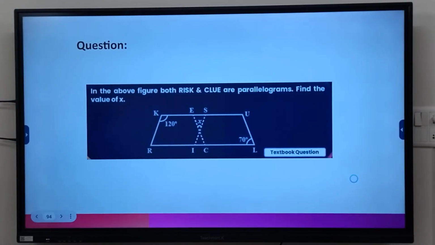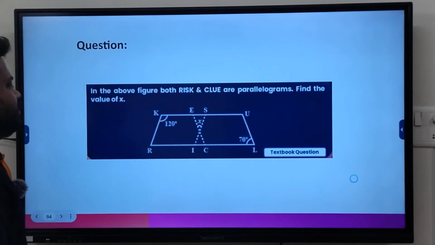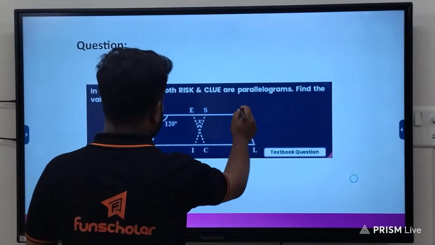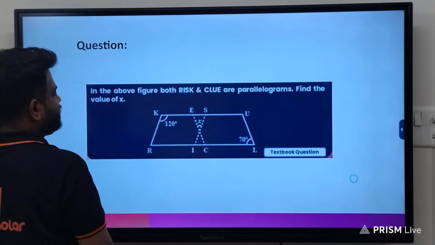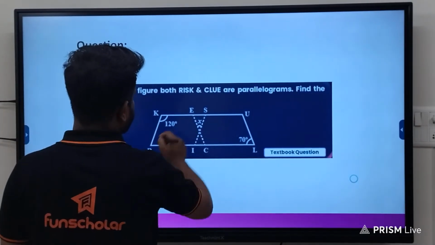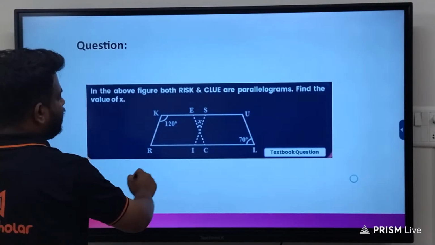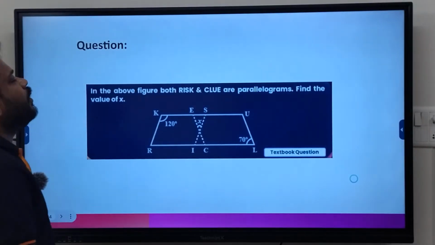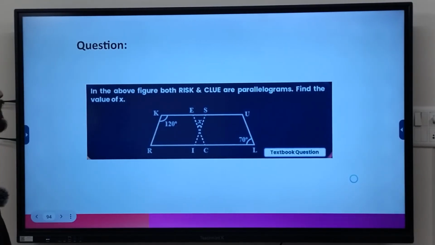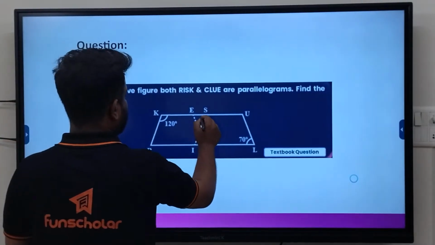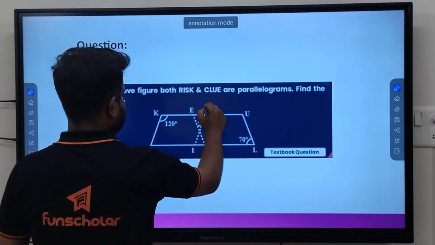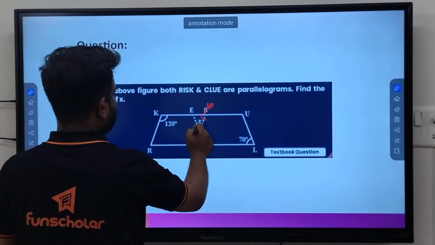In the above figure, both RISK and CLUE are parallelograms. Find the value of x. Okay, so RISK means RISK and CLUE means CLUE. From this we can say that if this is 70, this will also be 70, and if this is 120, this will also be 120. And the rest of them will be 120 each, that means 60 each. So this one will be 60, this one is 60 and this one will be 70.